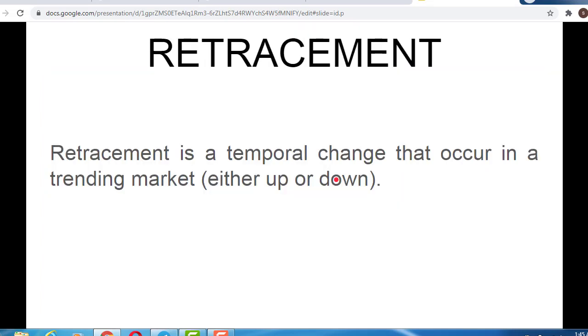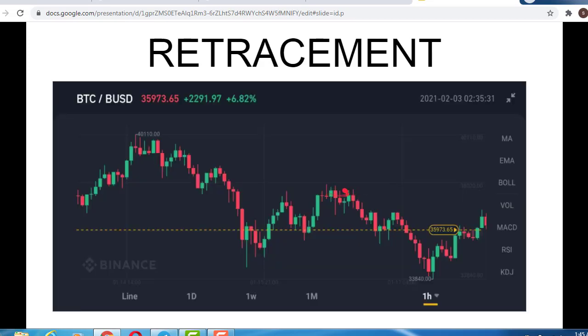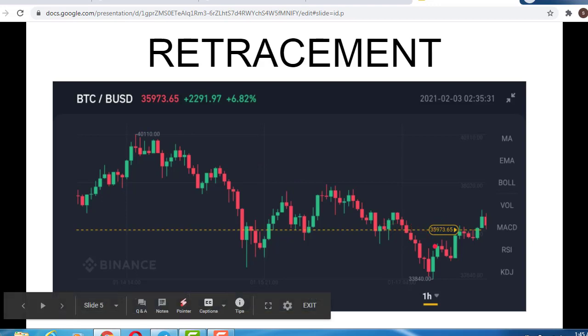Now retracement is a temporary change that occurs in a particular trending market. Either the market is going up or the market is going down, either way. So let's say, for example, this market was going right down. This was a point of reversal down to this point. This was another point of reversal before the market starts going up from this very area.